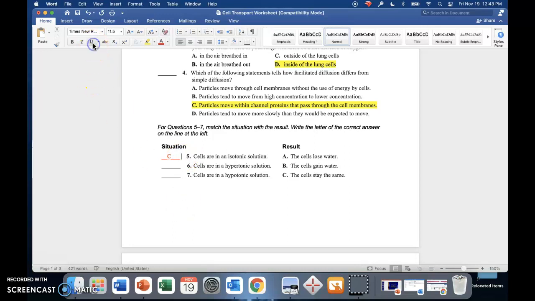Sorry about that. Now, as we move down here, just go here in the middle.